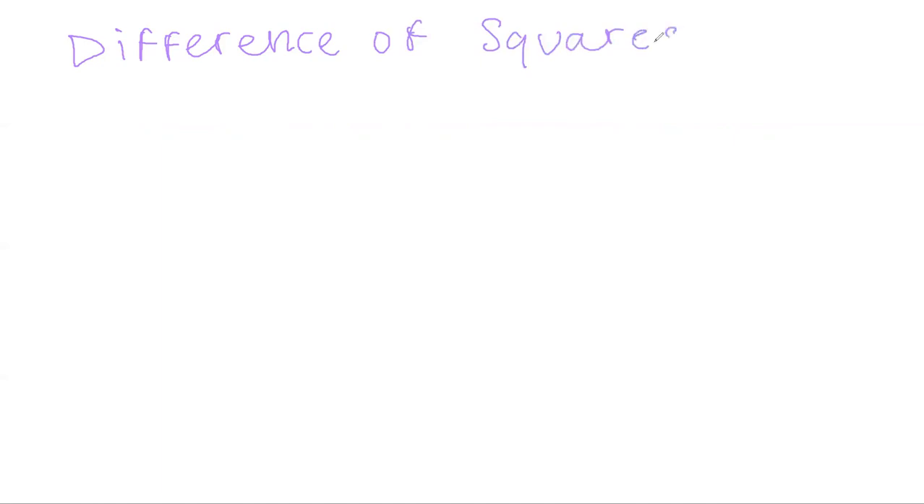So now I want to go into difference of squares. I think you should probably memorize this, because this is really important to recognize. a squared minus b squared is equal to a plus b times a minus b.